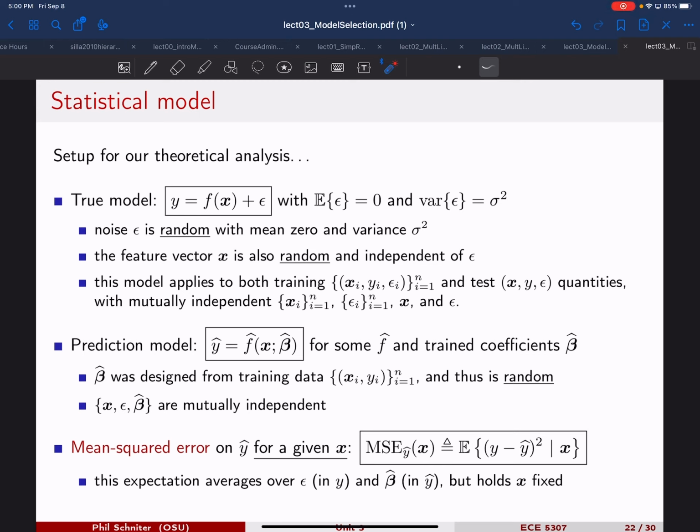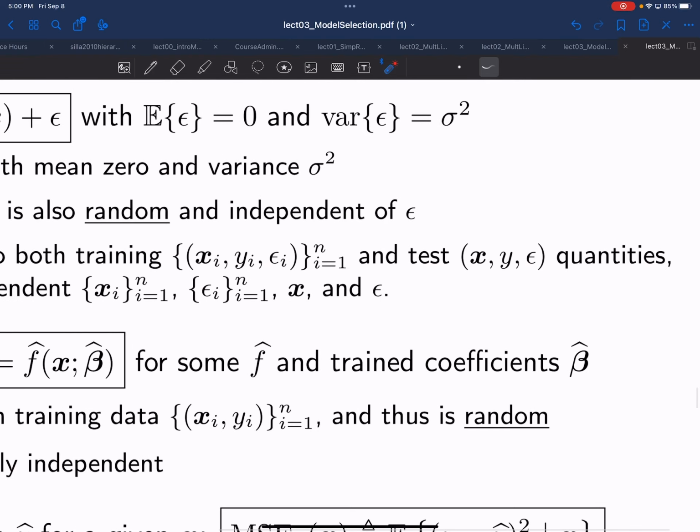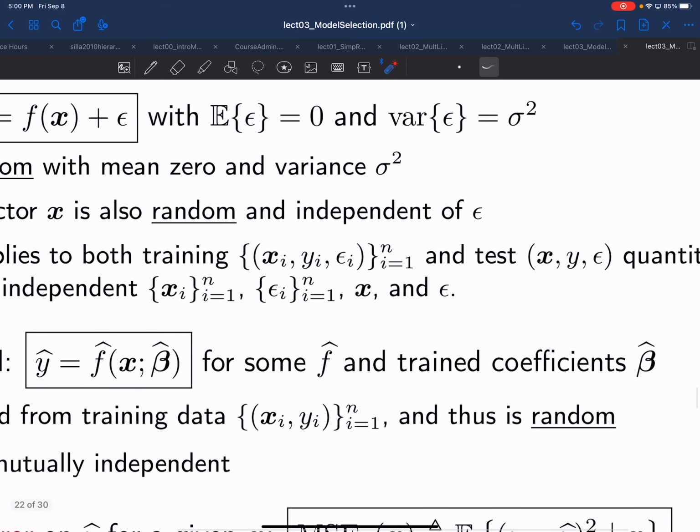Okay, so we have this random epsilon, random x, and we're going to assume that this model applies both to our training and our test quantities. The training quantities, as always, are going to have i's on them, but sometimes in the same equation, we're going to have test quantities, and those will not have i's on them. So that's how we're going to distinguish training versus tests.